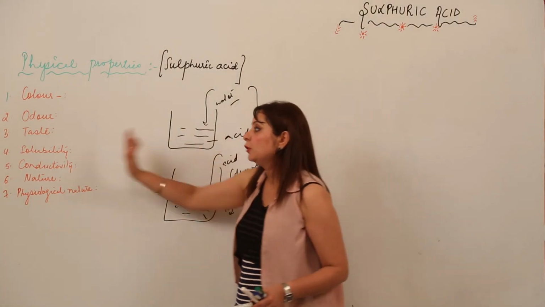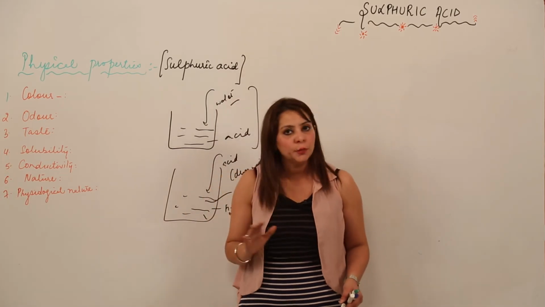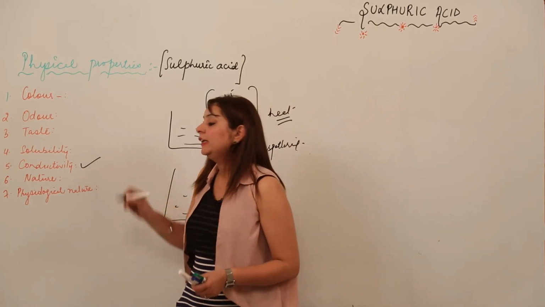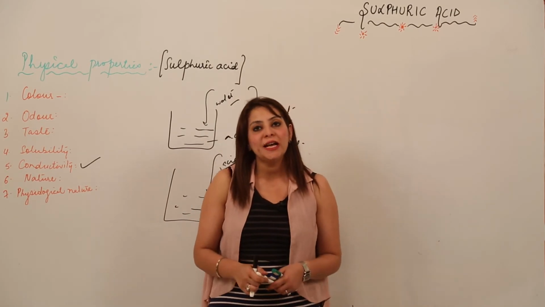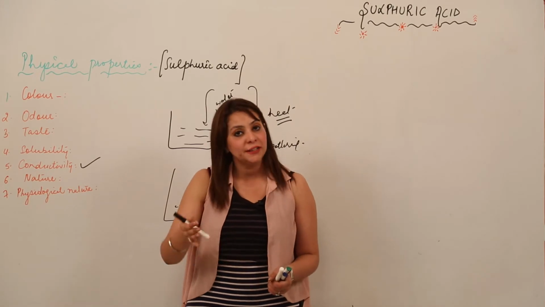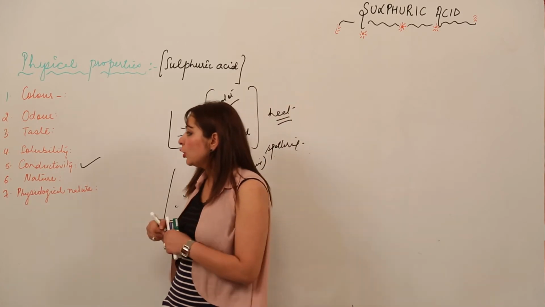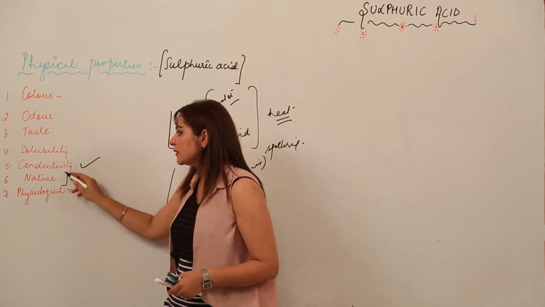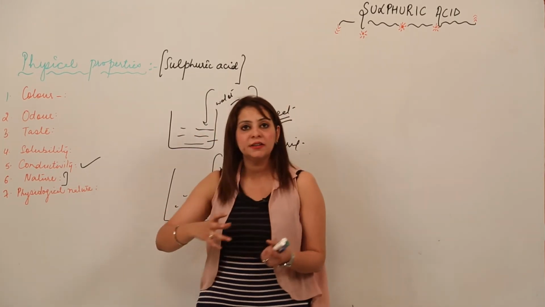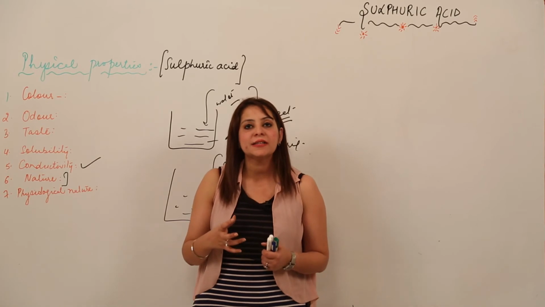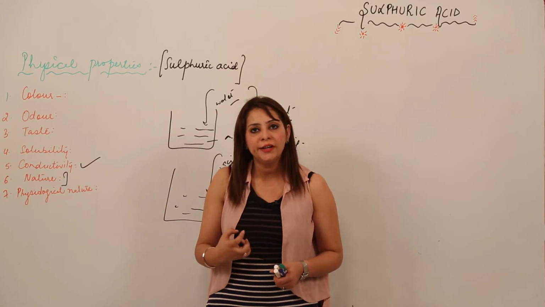But moreover, when we talk about the solubility, it is clear that sulfuric acid is soluble in water in all proportions. Now when we talk of conductivity, whether it conducts electricity or not, you should know that pure sulfuric acid is a bad conductor of electricity, but the dilute one is a good conductor of electricity, right? Now when we talk of its nature, what kind of nature it possesses, you should know that it is a strong acid. It is regarded as a strong acid. It completely dissociates to produce its hydrogen ion when it is dissolved in water.